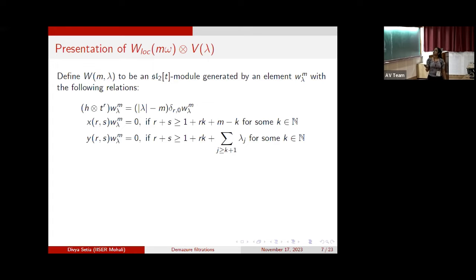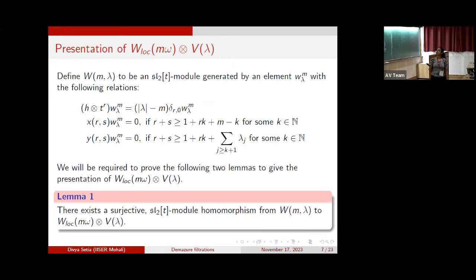The x_{r,s} relations whenever r plus s is bigger than this, and the y_{r,s} relation, and then the h tensor t raised to power r relation. Then I'll prove that the module that I have defined will actually be isomorphic to the tensor product of a local Weyl module with a CV module. To prove this, the natural strategy is to define a surjective map from this new module to the tensor product of local Weyl tensor CV.